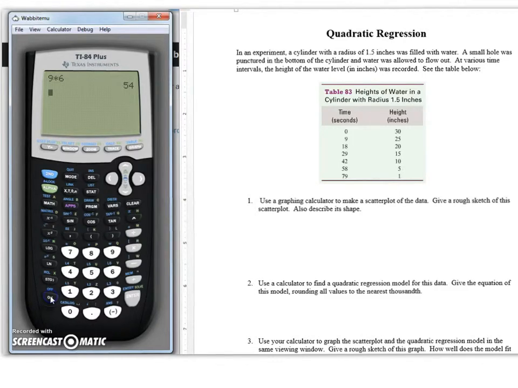Hi, in this presentation I'm going to show you how to do quadratic regression, and after you've watched it you should be able to do the quadratic regression project. So the idea with regression is you're trying to model a set of data.